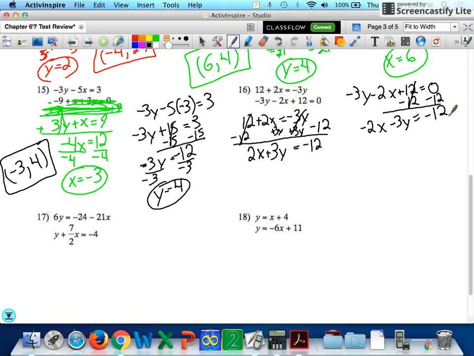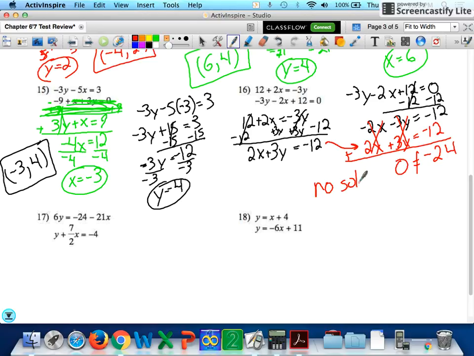And now I'm starting to look and say, oh, something weird's going on here. These equations look a lot alike. Well, let's run them with the elimination method. Okay, I'm just going to take this equation and write it under here because that's what I need for elimination. 2x plus 3y equals negative 12. And I'm going to add these things together. When I do that, my x's cancel and my y's cancel, and I get that 0 equals negative 24, which I know to be a false statement. Therefore, I have no solution.